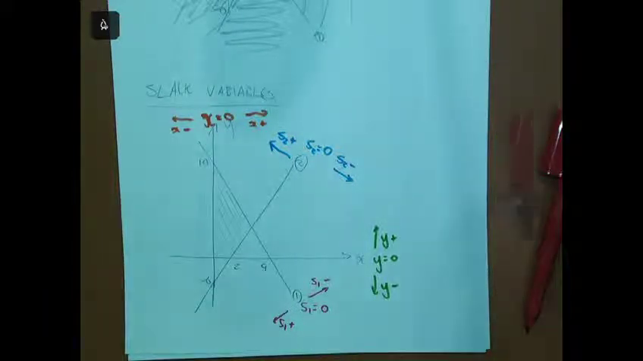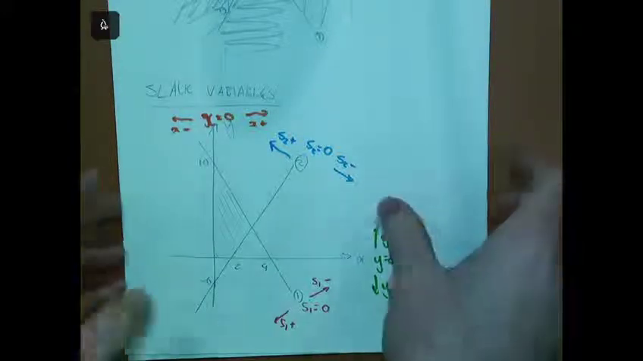So what my slack variables do is they tell me where I am in relation to each of the lines. And so for every point I can now add 2 extra variables, one for each of the lines, that tells me which side of each line I'm on, whether I'm on the good side or the bad side. And I want it to be positive when I'm on the good side of the line and negative when I'm on the bad side of the line.